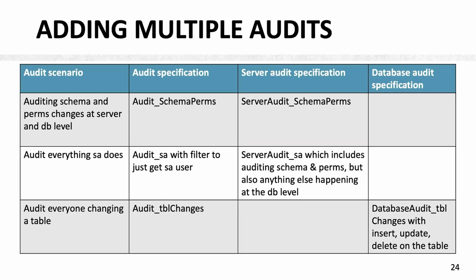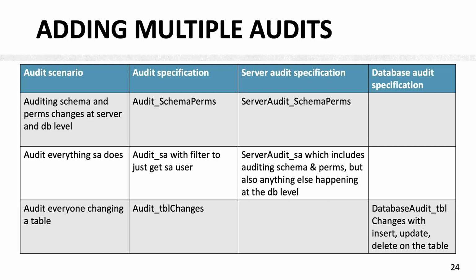This table outlines some examples of multiple audit specifications handling different auditing. I've outlined a few scenarios here where you can audit schema and permission changes at the server and DB level, and you have a specification and a server audit for that. Then you say, I want to audit everything SA does in a different audit specification with a server audit specification. Then you can also say, I want everyone changing a table. And then that has a different specification in a database audit.